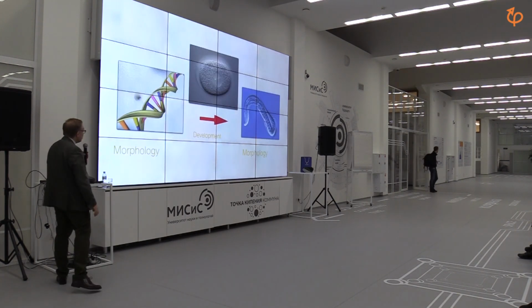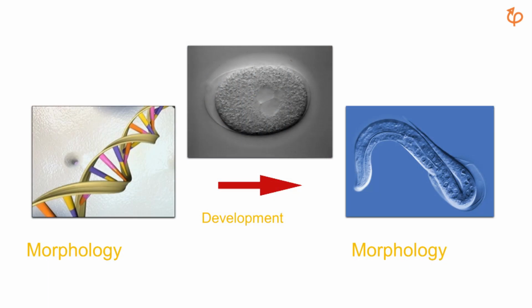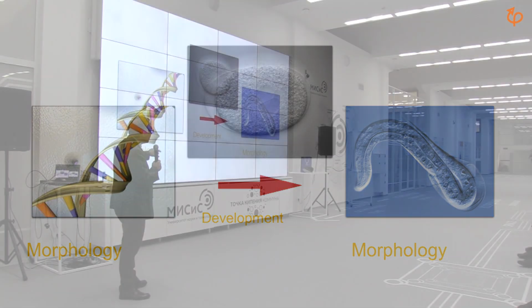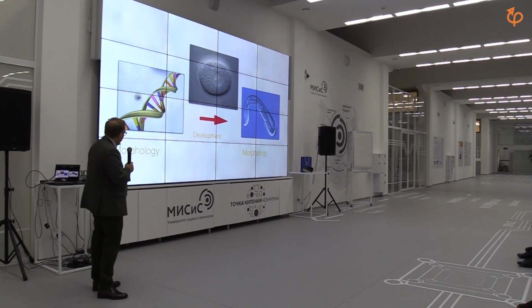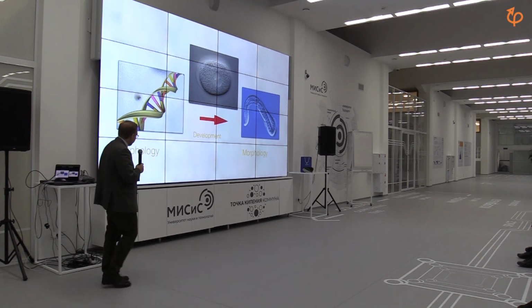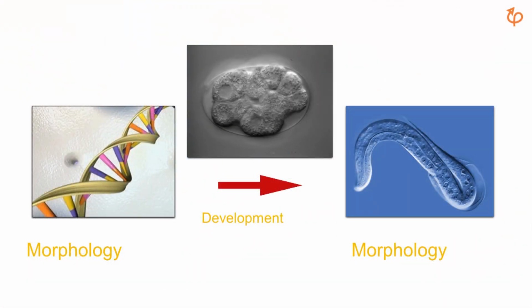Now I show you a movie of the development of a very important animal, a nematode, Caenorhabditis elegans. And we can see that morphology, oops, this is wrong. This is the wrong word. It should be genome, right? The genetic information is transferred into the morphology via the development. And this is the development of this worm.